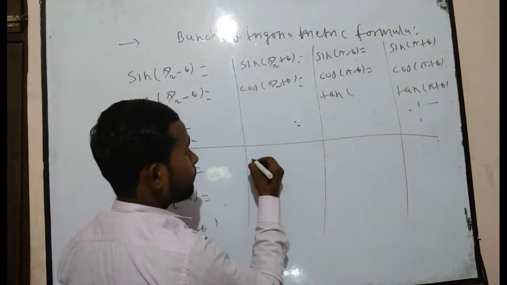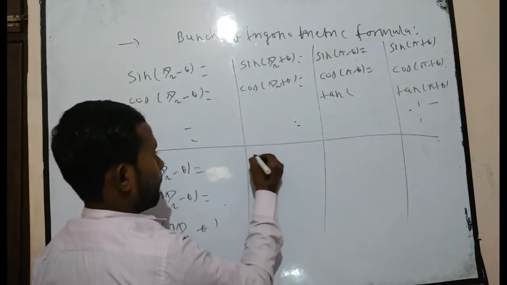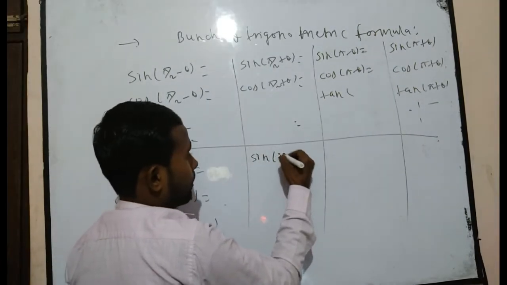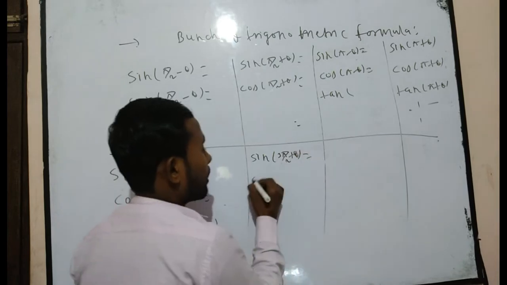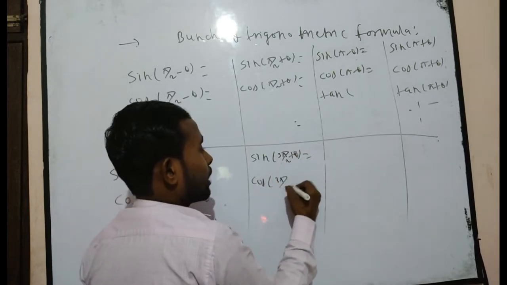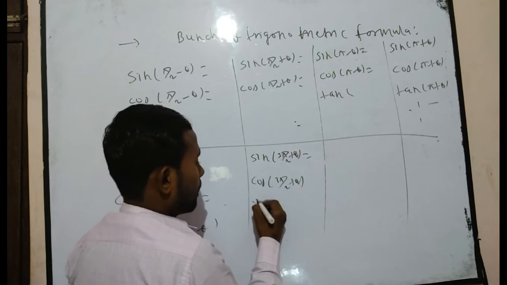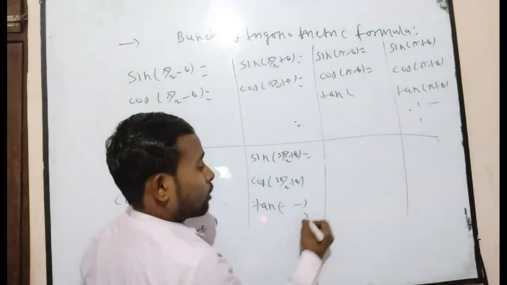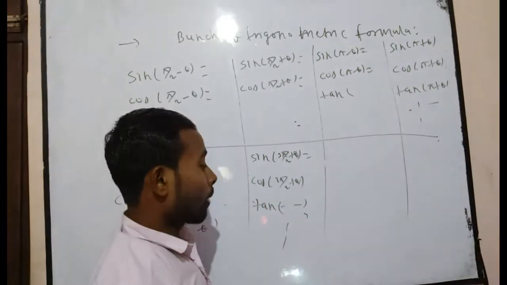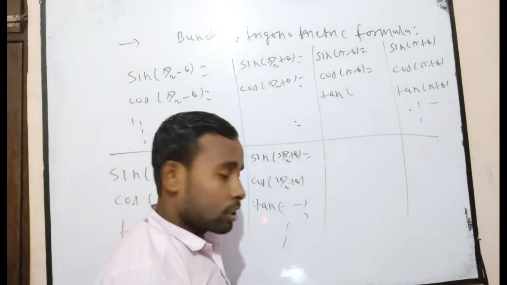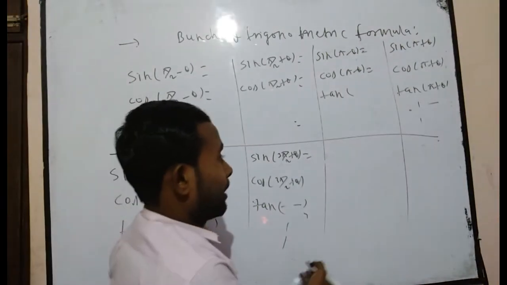Similarly, sine 3pi/2 plus theta is equal to what? Cos 3pi/2 plus theta is equal to what? Tan 3pi/2 plus theta is equal to what? Cot 3pi/2 plus theta, and sec 3pi/2 plus theta and cosec. Similarly, you have to write these formulas.